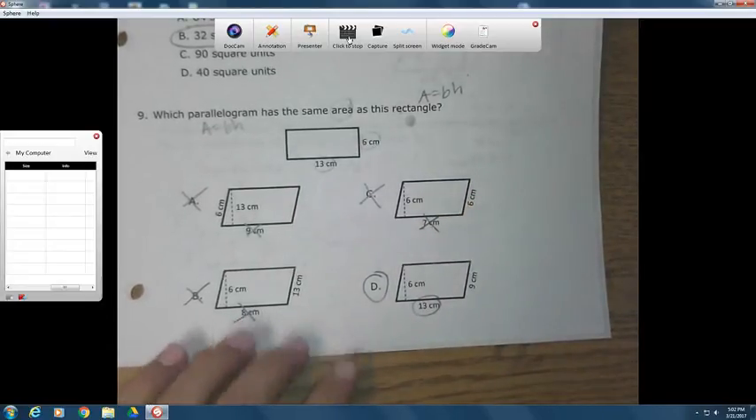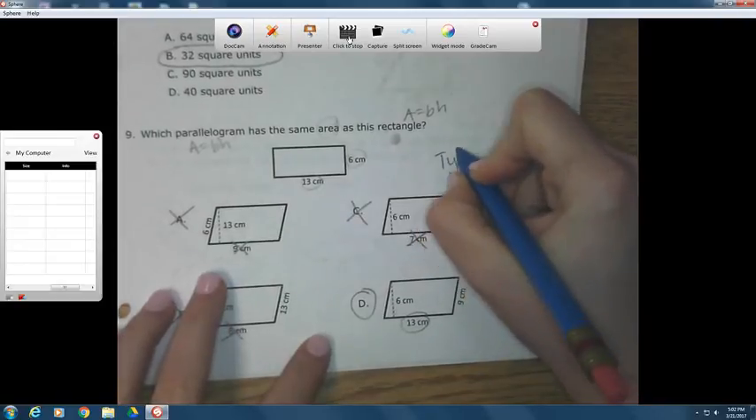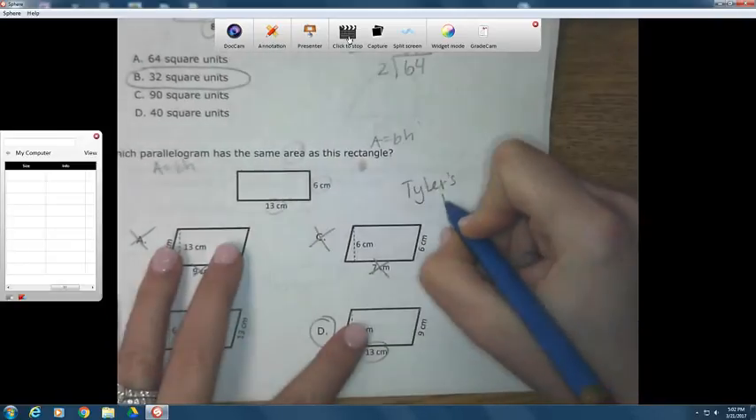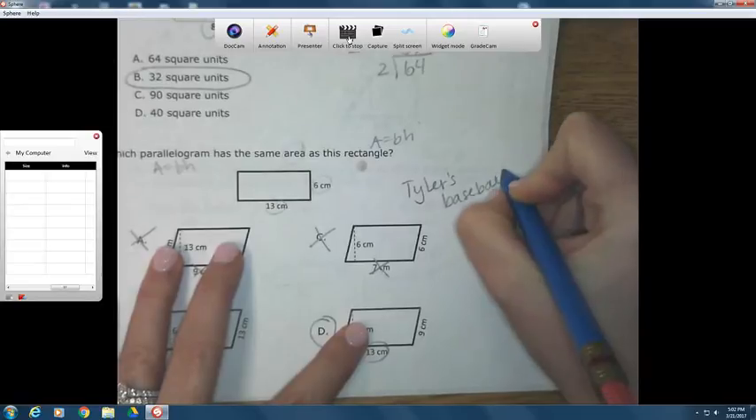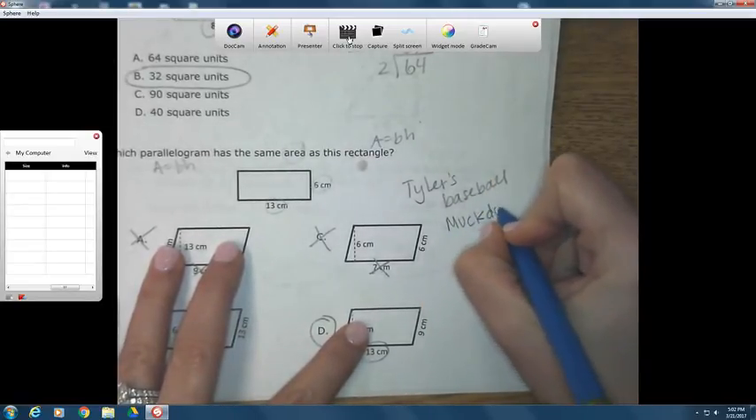What is the name of Miss Kavanaugh's son's baseball team? Tyler's baseball team is called the Muck Dogs. Isn't that a weird name? Muck Dogs.